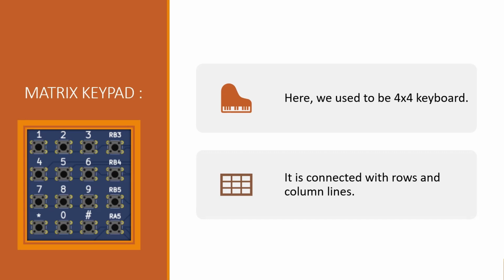Then we are moving on to the matrix keyboard. Here we use a 4 by 4 matrix keyboard in this project. It is connected with row and column lines. It is used to give inputs to the CLCD display.